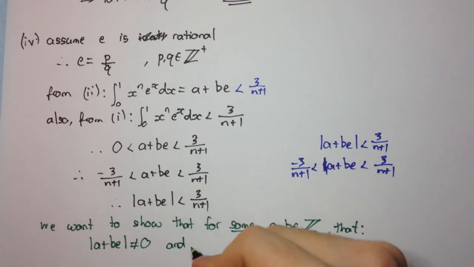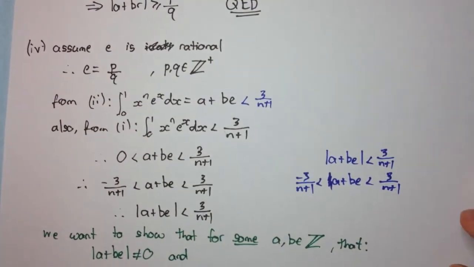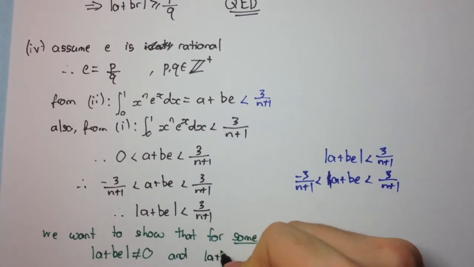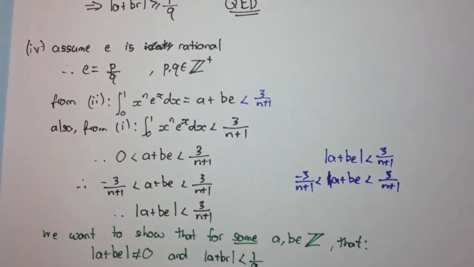And what's the other one? We have to show that it's not greater than or equal to 1 over q, so we need to show that it's less than 1 over q. The absolute value of a plus br is less than 1 over q. Okay.